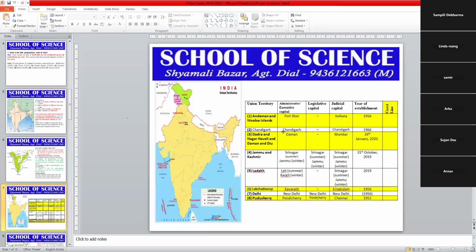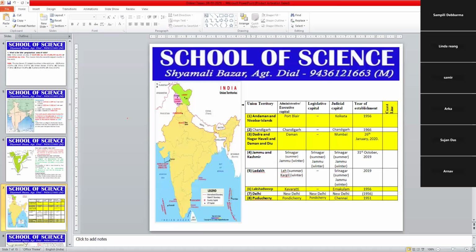Chandigarh is another union territory, but it doesn't share a coastline. So 1966. Then Dadra and Nagar Haveli and Daman and Diu. Okay, we'll see this later on. It was formed in the year 2020, on 26th January 2020. Then Jammu and Kashmir was declared a Union Territory in the year 2019. Ladakh was also declared a Union Territory in the year 2019.